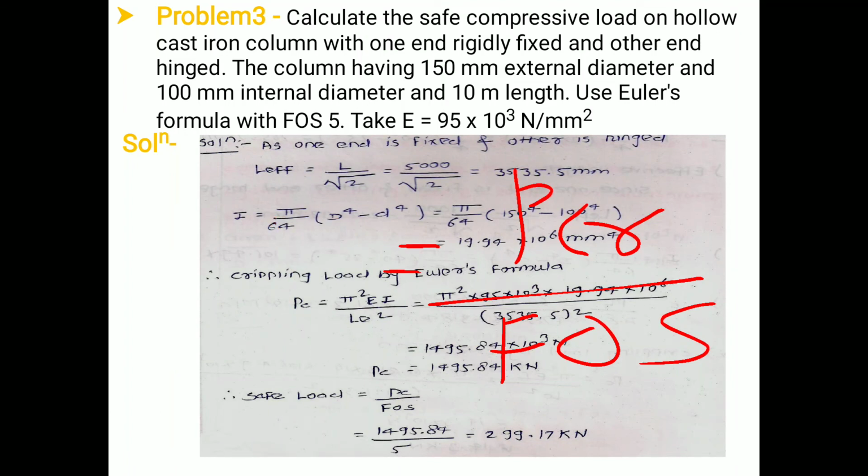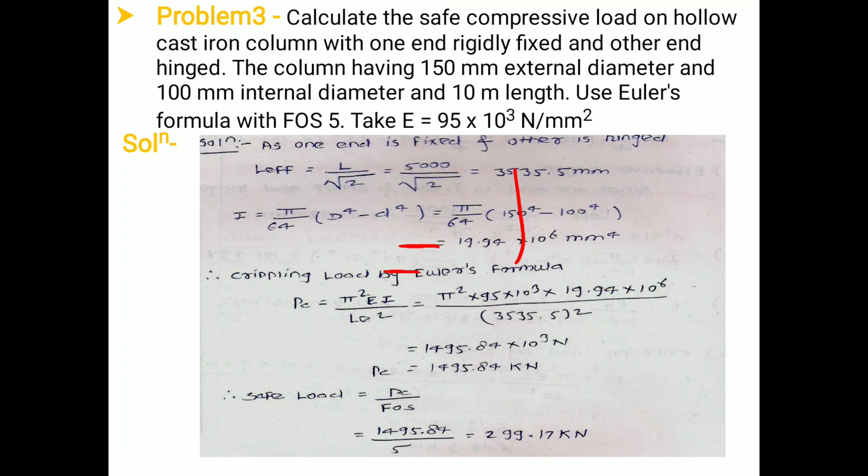So first of all, we will require to find out the value of crippling load. Okay, and after finding out the value of crippling load, we will divide it by the factor of safety, and it will give you the value of safe compressive load. So as per the given data, we have one end fixed and other hinged. As one end is fixed and other is hinged, effective length is given by L upon root 2, or we can say 0.7 L. Okay, so on putting the value of L into this equation, we have effective length 3535.5 mm.